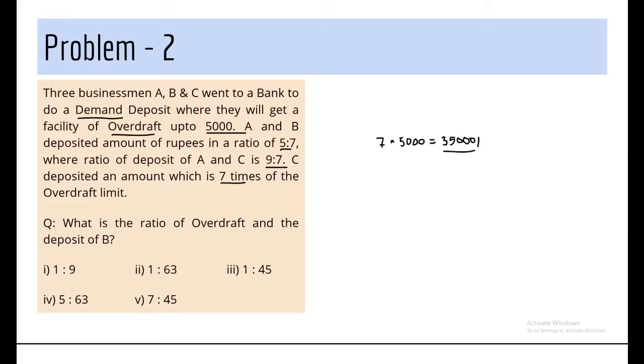So we have already got the amount of money C deposited. Now the question is, what is the ratio of the overdraft and the deposit of B? We have 5 options, so I think you have already got the answer. You have already answered this question in the comment section. So let's move on to the terms we have learned here.